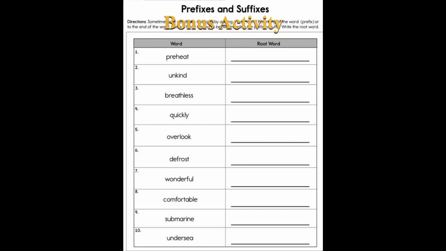So here's the bonus activity. And again, we're going to be focusing on prefixes and suffixes here, as well as root words, since you can't have a prefix and a suffix without the root word here. So here are the directions. Sometimes root words are changed by adding a part to the beginning of the word, prefix, or to the end of the word, suffix. So read the words below. Underline the prefix or the suffix, write the root word.